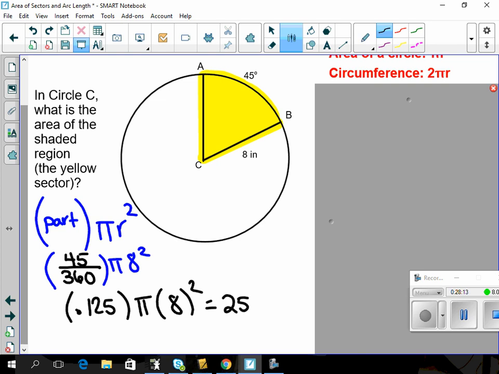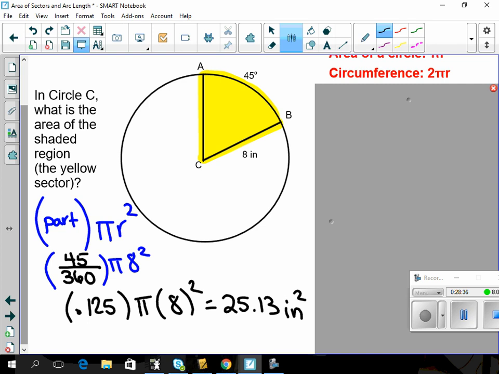Now, we do need to put units. It's an area, right? Area of a sector. So look at the units on the picture. Not just plain old inches. When we talk about the area, it's inches squared, right? Square inches. So we have inches squared.